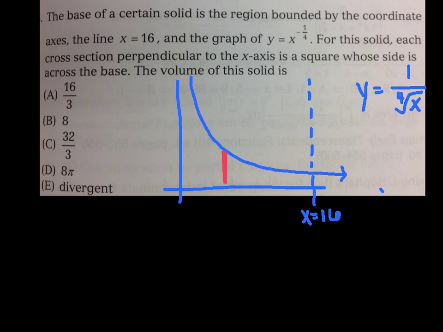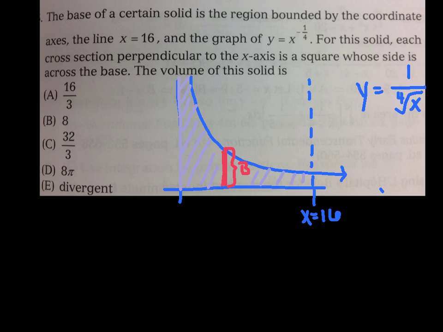So here's my cross-section perpendicular to the x-axis. It forms the base of a square. So the length of that slice right there is the base of my square, which is then popping out of the paper at me. And they want to find the volume of the solid. Now, the key here is, because we're bounded on this left edge by the y-axis, we do have an improper integral. We've got a leak there on the left edge.